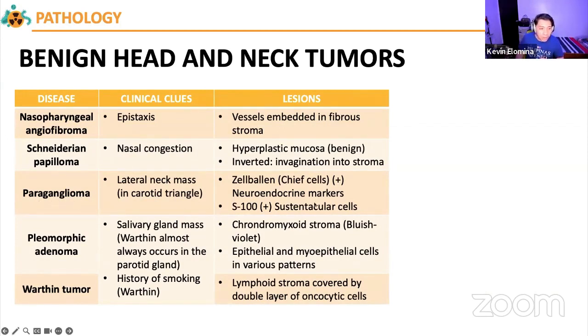And then for your paraganglioma naman, just remember, parang ito din yung morphology ng pheochromocytoma, no? Yung cell-ballen with chief cells and then surrounded by sustentacular cells. Now for your salivary gland tumors, the most common benign tumor is your pleomorphic adenoma, no? Followed by your Warthin tumor. Your Warthin tumor is particularly associated with your smoking, and it usually arises in the parotid gland.